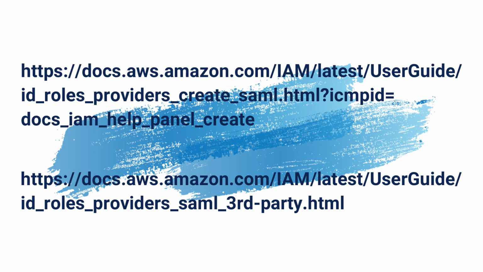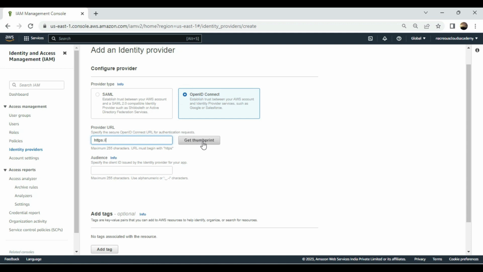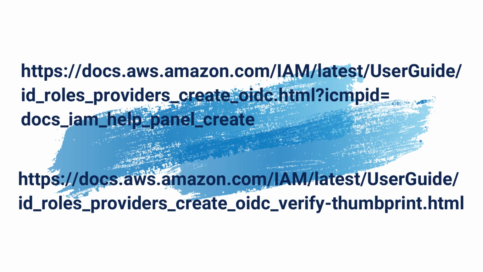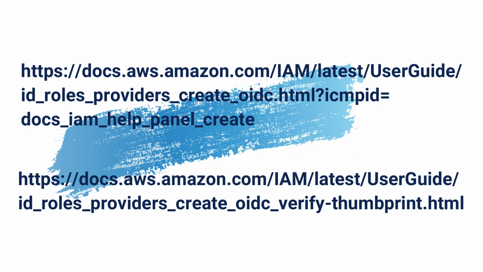And for OpenID Connect, we need to get the thumbprint, which is a signature for the CA's certificate that was used to issue the certificate for the OIDC compatible IDP. For more details on how to configure this, you can refer to these links. I will be sharing the above links in the description section of this video as well.